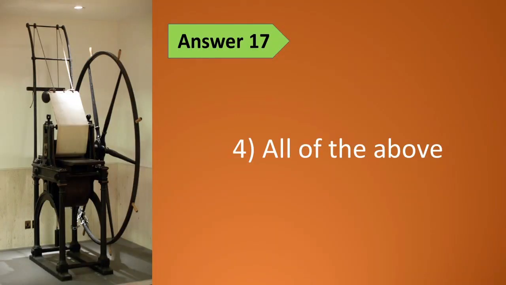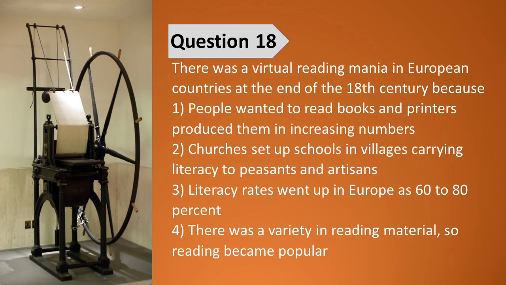Answer to question number 17 is all of the above. Question number 18 is, there was a virtual reading mania in European countries at the end of the 18th century because, your first option is people wanted to read books and printers produced them in increasing numbers. Second is churches set up schools in villages carrying literacy to peasants and artisans. Third is literacy rates went up in Europe to 60 to 80%. Fourth is there was a variety of reading materials, so reading became popular.